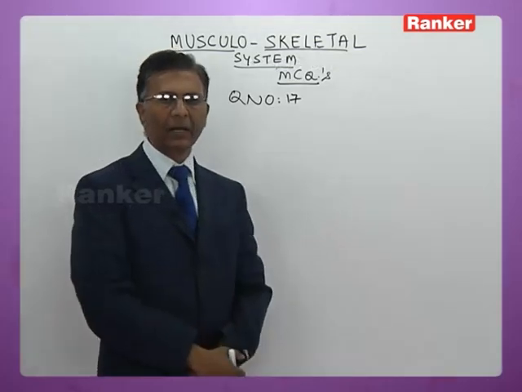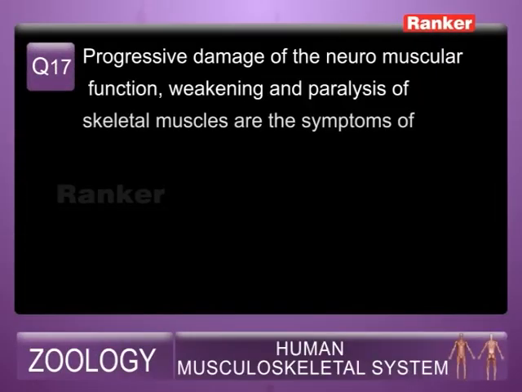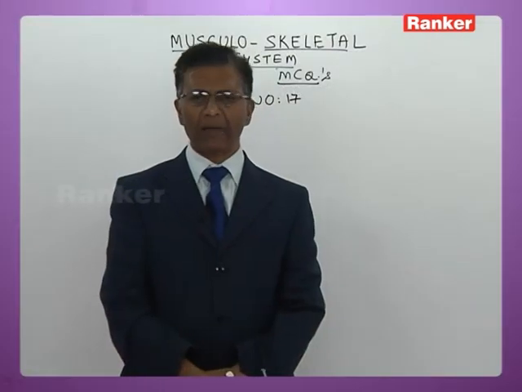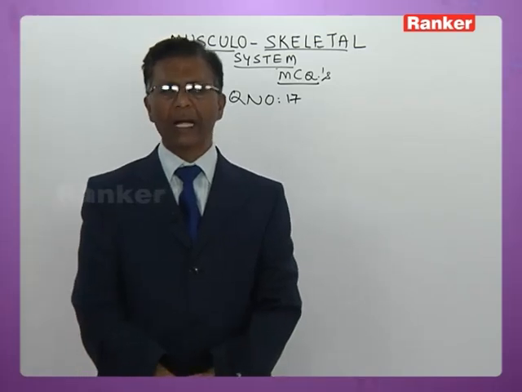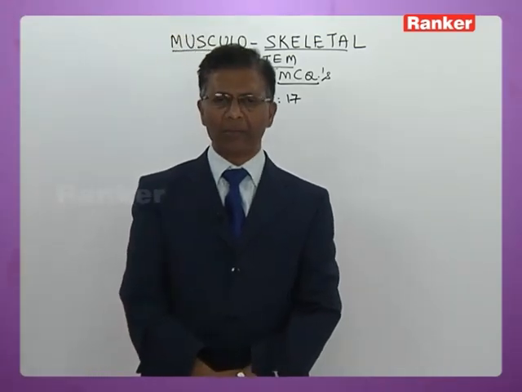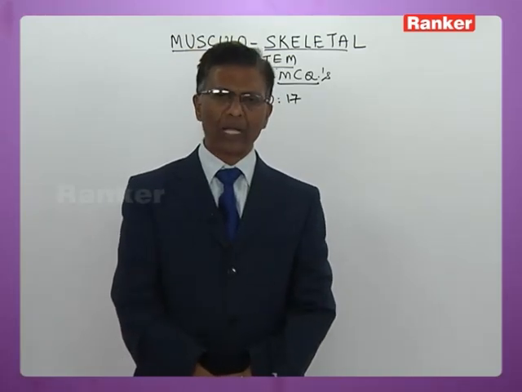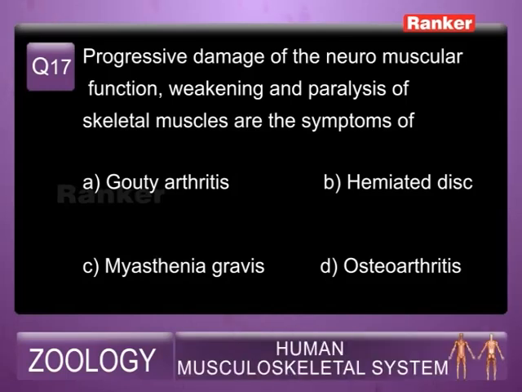Now 17th is here. I shall read the question. Progressive damage of neuromuscular junction, weakening and paralysis of skeletal muscles are the symptoms of A. Gout, B. Herniated disc, C. Myasthenia gravis, D. Osteoarthritis. In myasthenia gravis, now there will be weakening and deterioration of the skeletal muscles due to excess secretion of acetylcholine at neuromuscular junctions now. So the answer for this is C. Myasthenia gravis.